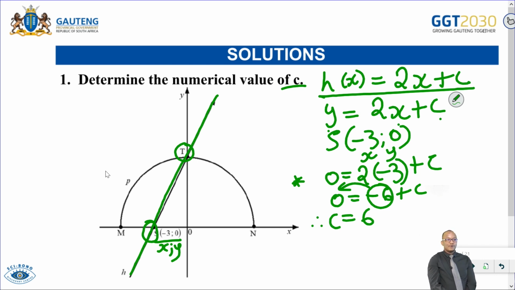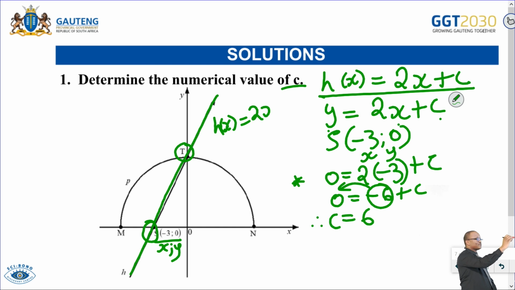Then now, what does it tell us? It means that h of x is equal to 2x plus 6. Correct? Then that's how we determine that numerical value of C. Let's go to our next question.